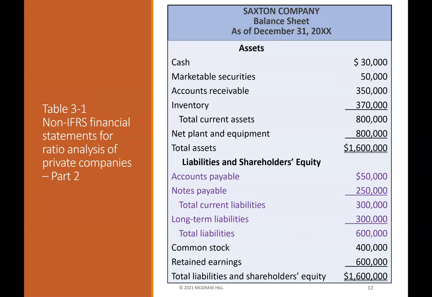Table 3-1, non-IFRS financial statements for ratio analysis of private companies, Part 2. So we have the Saxton Company balance sheet as at December 31st, and this is in liquidity order, so it has your current assets, then your long-term assets for your total assets, then your current liabilities and your long-term liabilities for your total liabilities, then your shareholders' equity for your total liabilities and shareholders' equity.